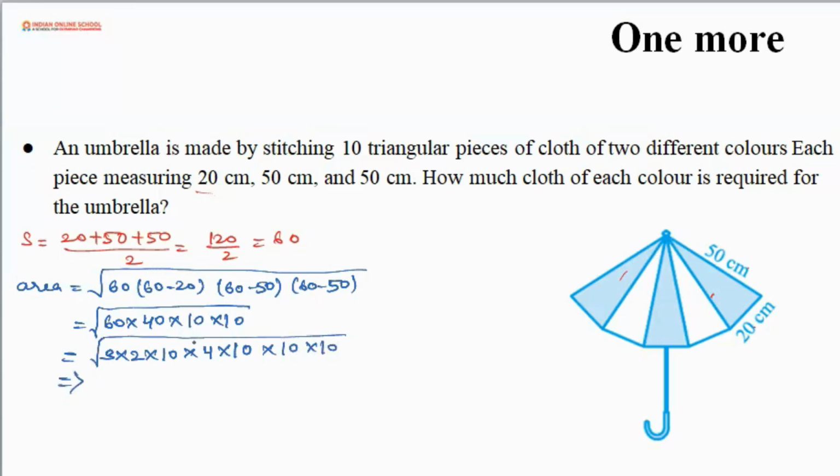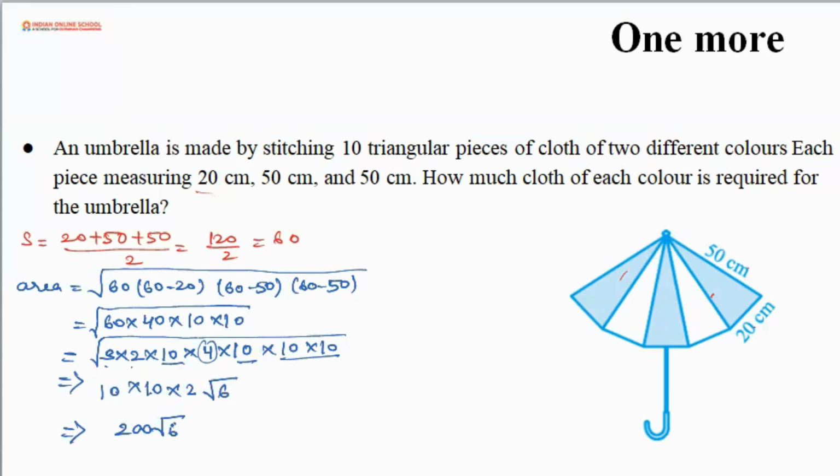Now from here we do have a pair of this 10, we can take it out. We do have a pair of this 10, we can take it out. 4 is a square of 2, we can take it out. And then 3 times 2 is all alone, that will remain in the bracket, root. Now 10 times 10 is 100, 100 times 2 is 200. We are getting 200 root 6.